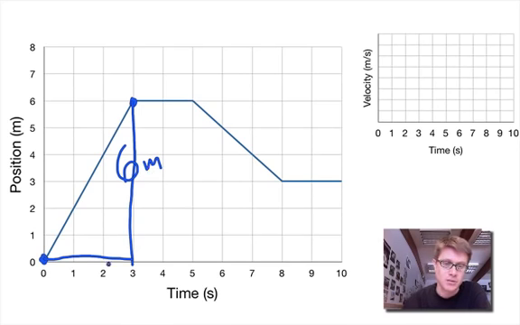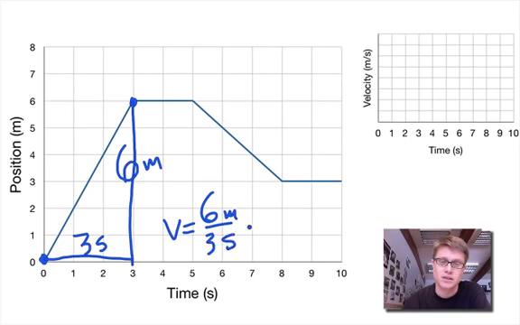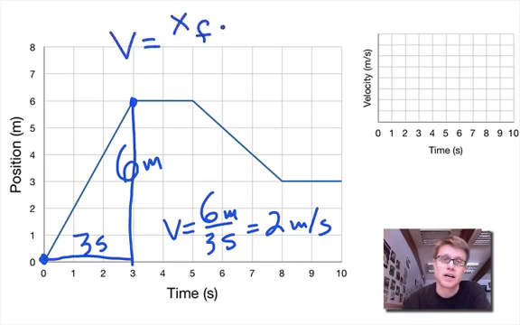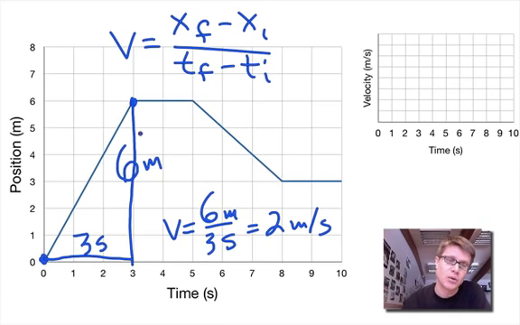What's the run? It goes from 0 to 3, and so that's going to be 3 seconds. And so the velocity in this case is actually 6 meters per 3 seconds, or 2 meters per second. Now, we learned in the last podcast that velocity is position final minus position initial over time final minus time initial. And that's all we're doing in slope. In other words, the slope of this line is giving me the velocity of that object.